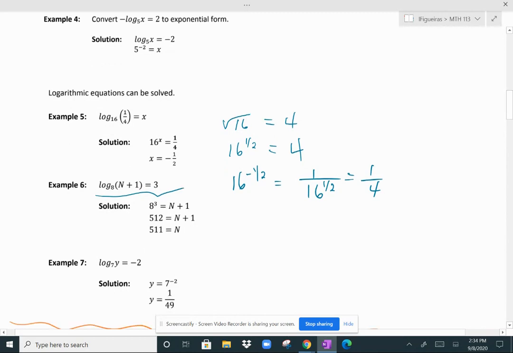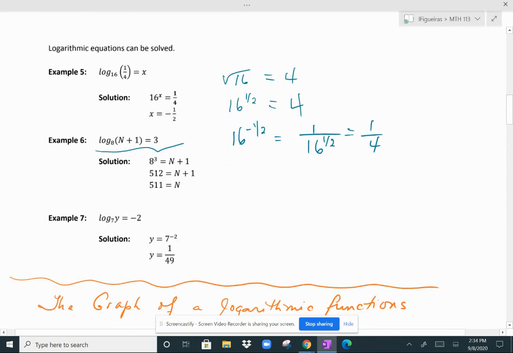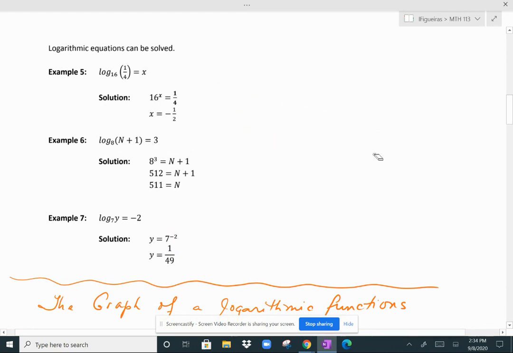Okay, here's another one where we're going to first rewrite it as an exponential expression. So y equals 7 to the negative 2, but 7 to the negative 2 is the same as 1 over 7 squared, which is 1 over 49. So there are different ways to solve your logarithmic equations, but in each case, we first rewrote it as an exponential expression, which is why the definition above was important.